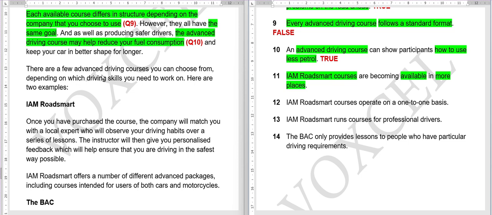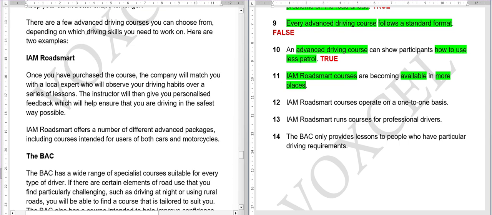There are a few advanced driving courses you can choose from depending on which driving skills you need to work on. Here are two examples. I am road smart. So this is our location. Once you have purchased the course, the company will match you with a local expert who will observe your driving habits over a series of lessons.